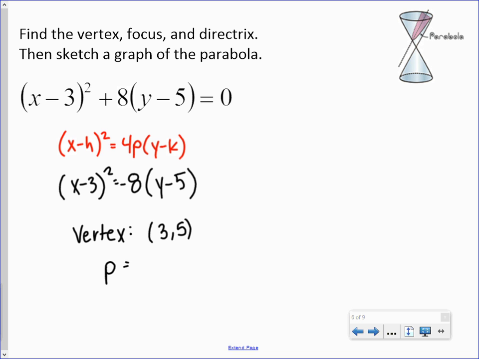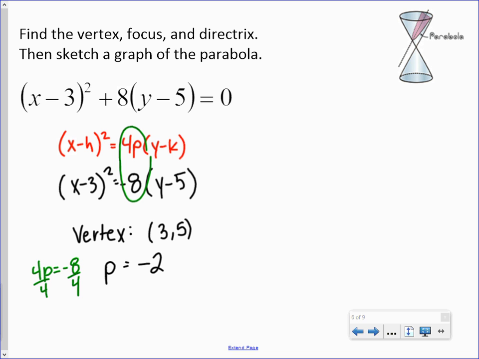P is equal to? Kirsten, what do you guys say P is equal to? Negative 2. How did you get P is negative 2? I don't see negative 2 anywhere. Well, in the equation it's 4p, and you have negative 8. 4P is equal to negative 8. Divide by 4, P is equal to negative 2.